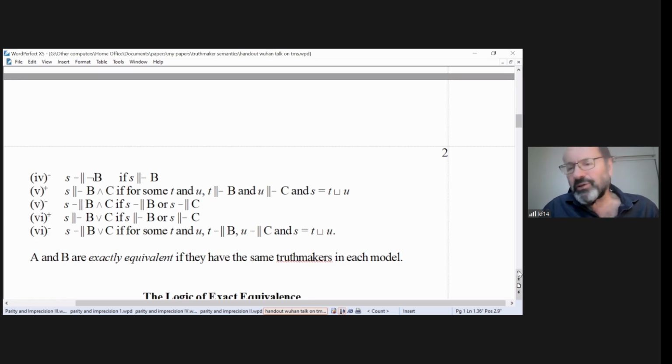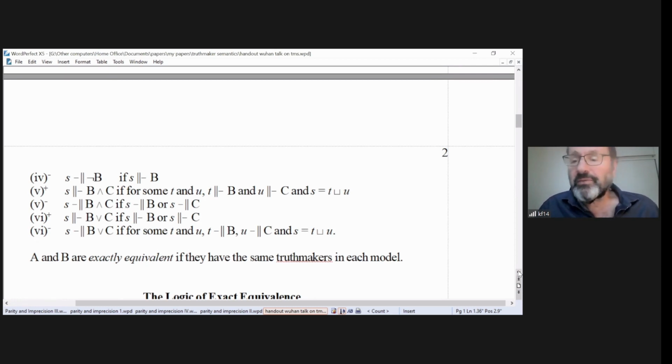So we have a notion of a state space model. A formula will have exact truth makers in any such model. We can say that formulas A and B are exact equivalents or exactly logically equivalent. That is, exactly equivalent as a matter of logic, quite independently of the model, just in case they always have the same truth makers. So if, regardless of what model you're in, A and B have the same exact truth makers, then we can say they're exactly equivalent.